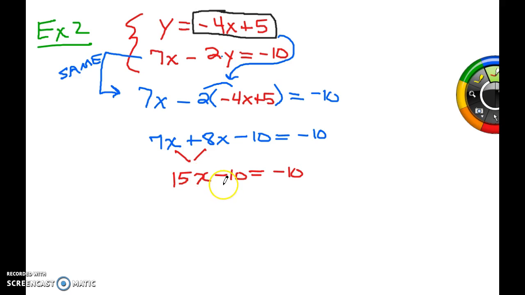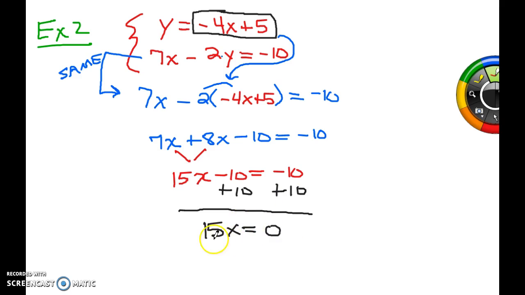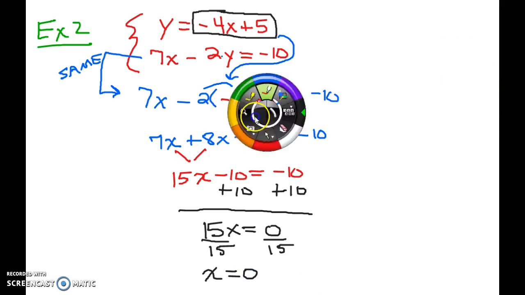Again, to get x by itself, I'm going to add 10 to both sides to get rid of this negative 10. I know this is stuff that you guys know how to do. And then I get 15x equals negative 10 plus 10, which in this case is 0. To get x by itself, I divide by 15, but it doesn't really matter because 0 divided by anything is still going to be 0. So in this case, my x value that makes this true is equal to 0.